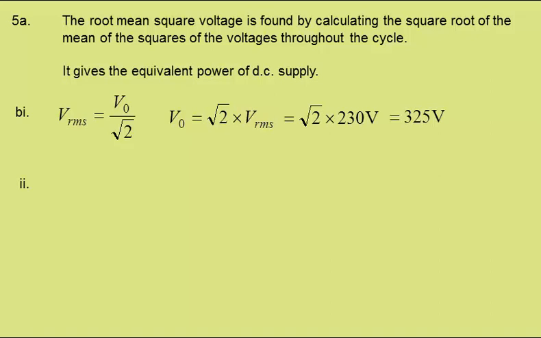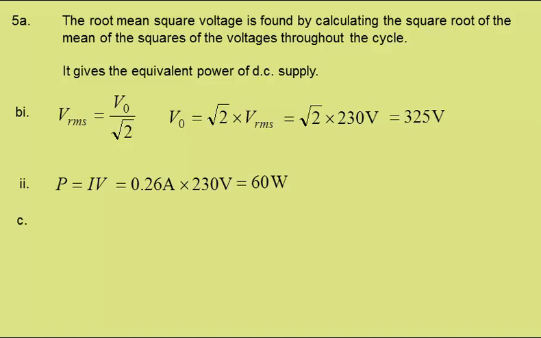In part 2, we need to find the average power dissipated in a lamp connected to the mains supply when the RMS current is 0.26 amps. Well, power is current times voltage, and we have 0.26 amps at 230 volts, giving a power of 60 watts.